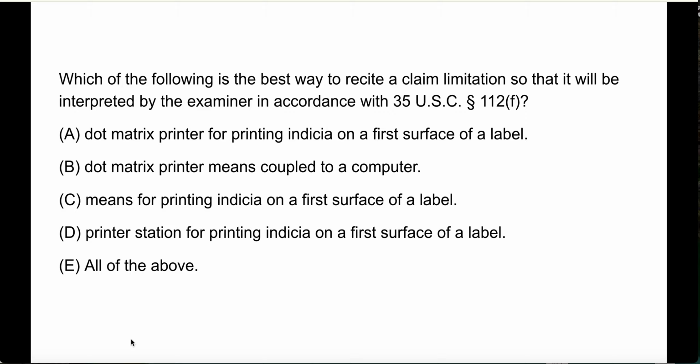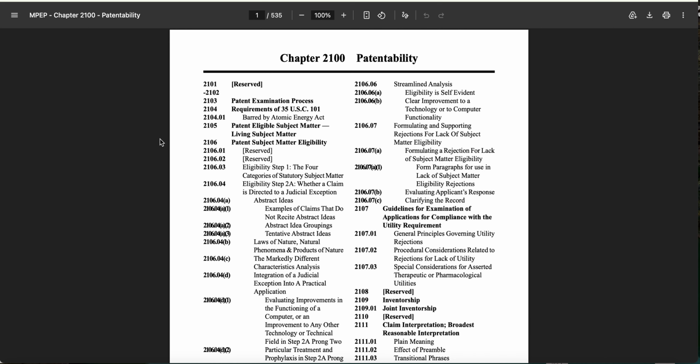35 U.S.C. 112 describes many important rules for patentability. Patentability is discussed in detail in Chapter 2100 of the MPEP. If we go to Chapter 2100, then we can search this table of contents for 112F. Let's do that now.